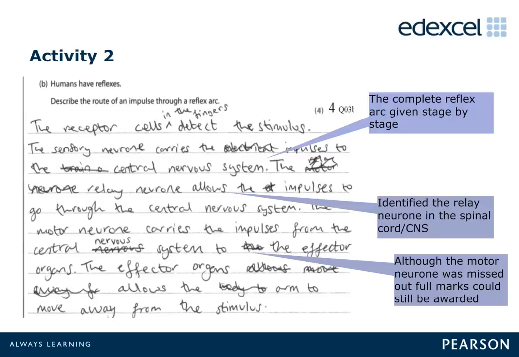Marks were awarded on this question for the logical pathway through the reflex arc. Note that not all stages need to be included, but the flow must be correct to award the marks. This candidate scored all available marks, as they managed to give a clear pathway from receptors to effectors, including the role of the relay neuron in the CNS. Note that the motor neuron was missed out, but the candidate still gained 4 marks, as the arc was correctly described.